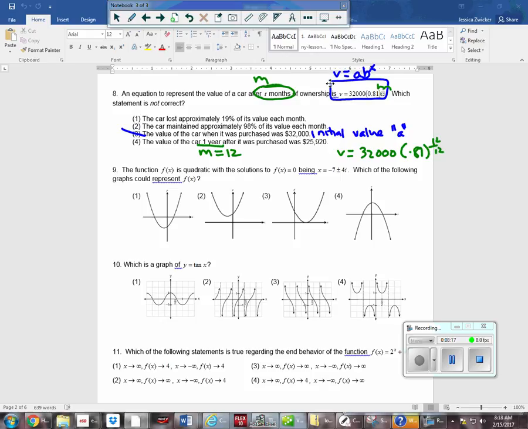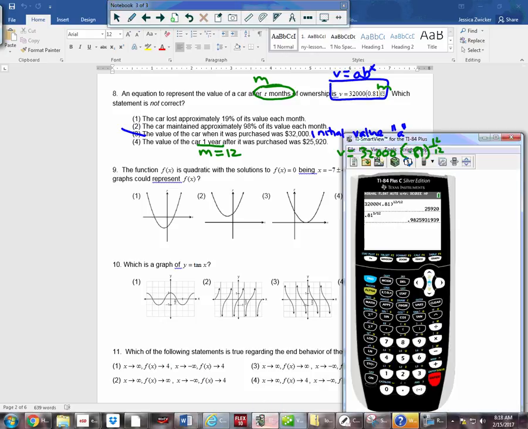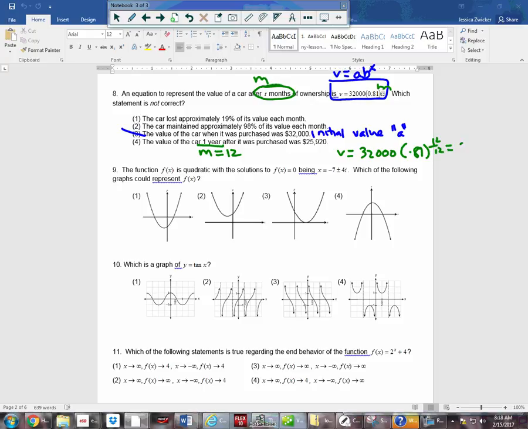Now, if you plug that into the calculator, I have it done for you already, you can see that that value right here, this top line, is equal to 25,920. So choice 4 is not correct. It is correct, but not the answer because they're looking for what's not correct. Now, the other way you can do this to figure out whether it's choice 1 or choice 2 is to rewrite the expression like we've done a few times today.